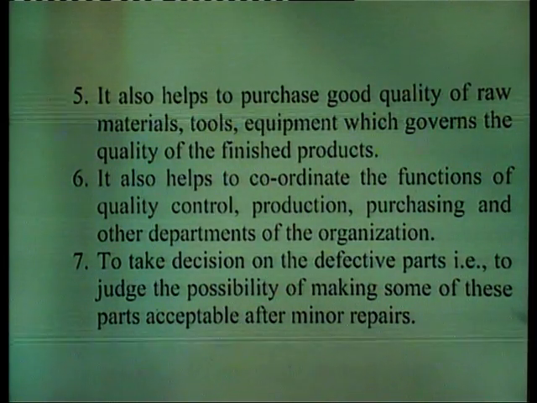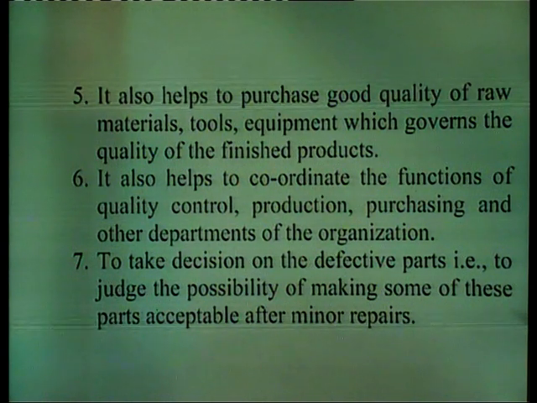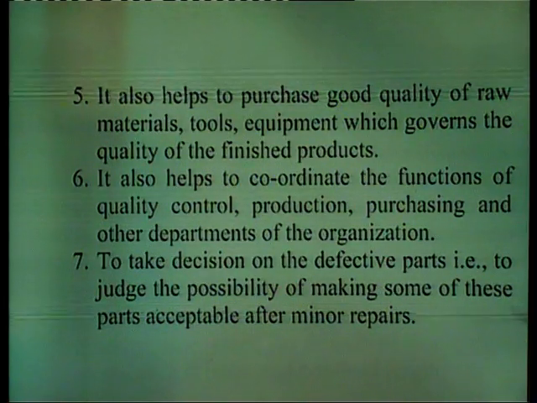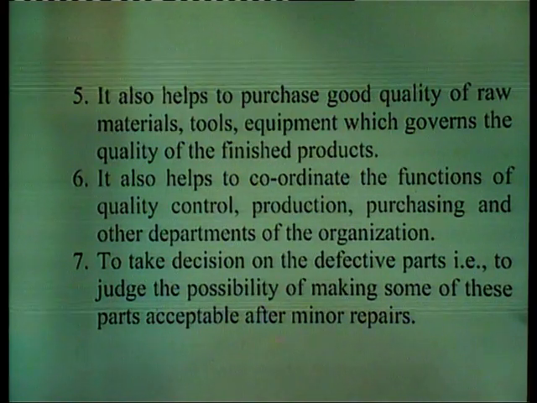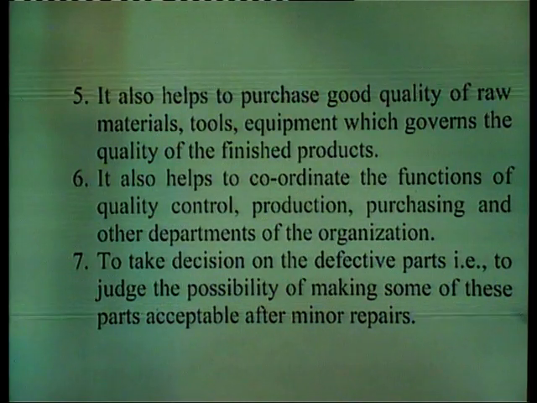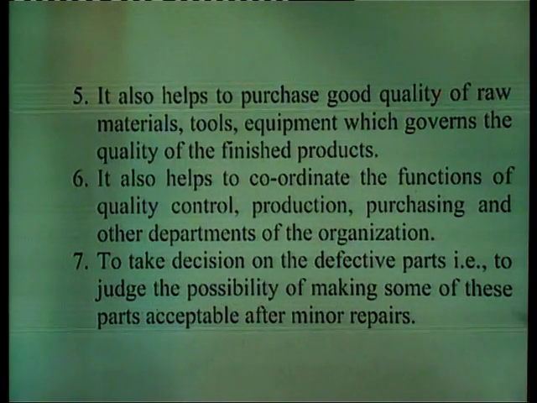Fifth point is that it also helps to purchase good quality raw materials, tools and equipment, which govern the quality of the finished products. Sixth point is that it also helps to coordinate the function of quality control, production, purchasing and other departments of the organization. Seventh point is to take decisions on the defective parts, that is, to judge the possibility of making some of these parts acceptable after minor repairs.